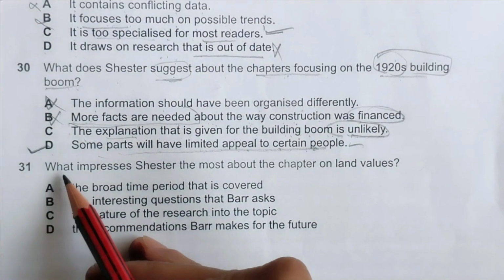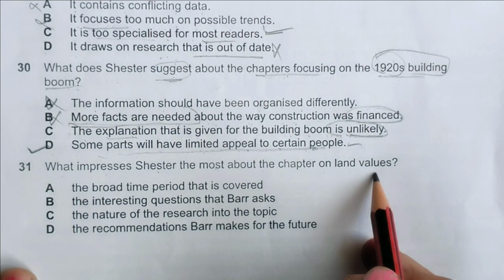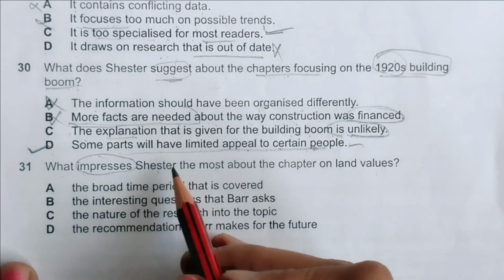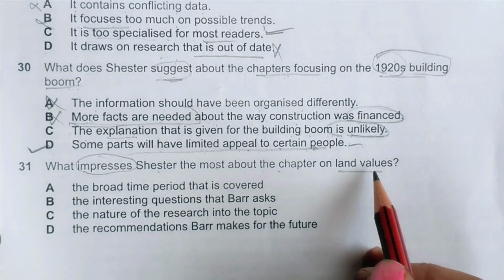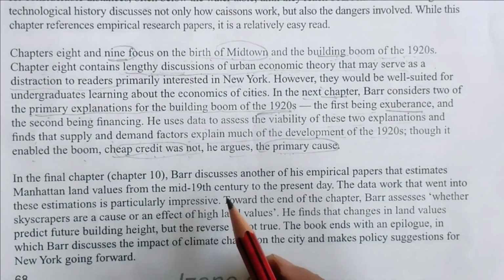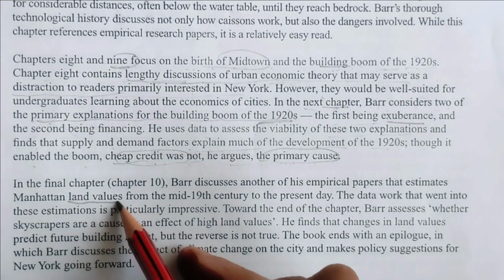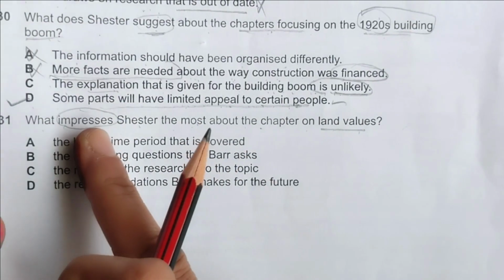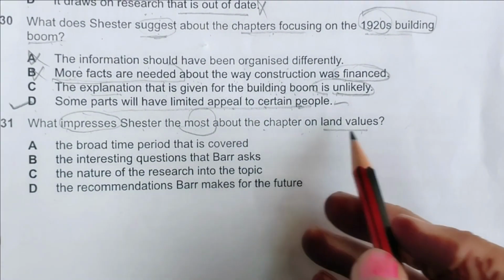So question 31: what impresses Chester the most about the chapter on land values? Now how is this person impressed the most about the chapter on land values? Of course, everything we have read, only this paragraph is left. Let's find the land values. Land values is given in this paragraph. So what was the question? What impresses Chester the most about the chapter on land values?